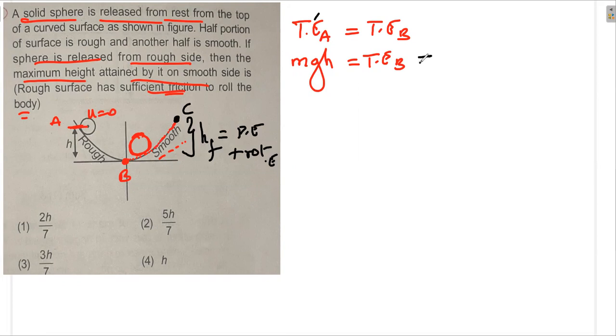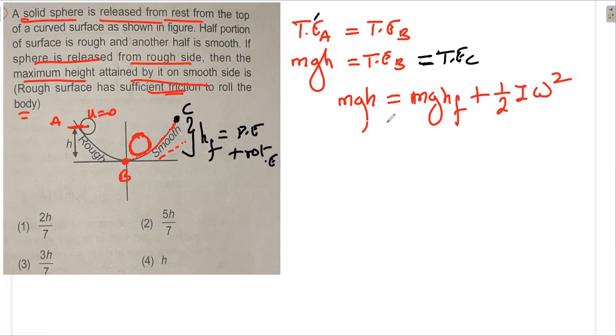So this should also be equal to the total energy at C, because energy is always conserved. So now I can say that mgh is equal to the total energy at C. At C, it is the potential energy at that point, which is mg h final, plus the rotational energy, which is half I omega squared. I hope this is clear. This omega squared will be literally the same omega we had from here.